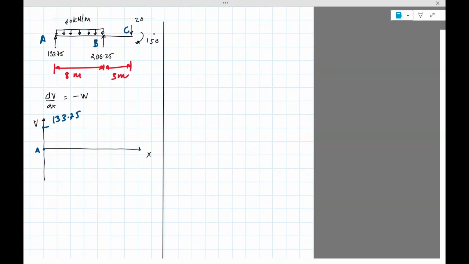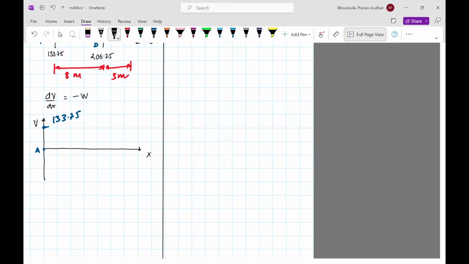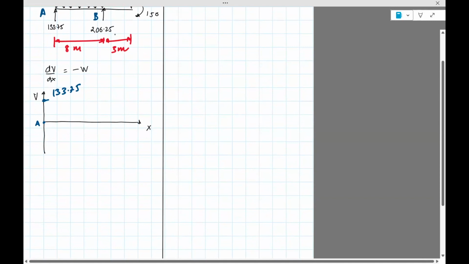Okay, so I get that point. And now I need to draw the shear force due to this 40 kilonewton per meter load. This is where I would use the dV/dx equation. So let's use that. We have dV/dx equals minus 40. I'm just going to rewrite it as dV equals minus 40 dx.